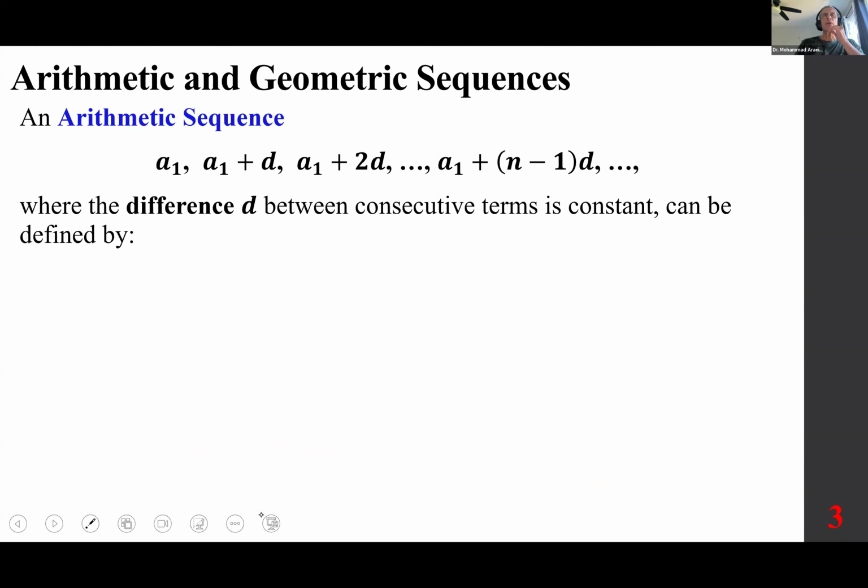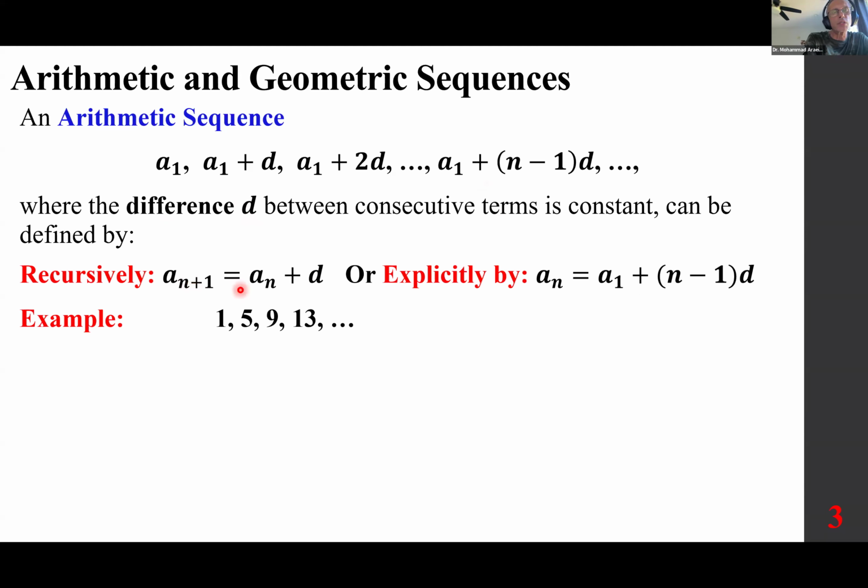A couple of sequences we are familiar with, an arithmetic and geometric sequence. An arithmetic sequence, a sub 1, a sub 1 plus d, a sub 1 plus 2d, and this is the general form, a sub 1 plus n minus 1 times d, where the difference d, also known as distance between consecutive terms, is constant. We can write it a sub n plus 1 as a sub n plus d. This is recursively, meaning if I want a term, I go to the previous one and add a constant, or explicitly by a sub n equals a sub 1 plus n minus 1 times d.